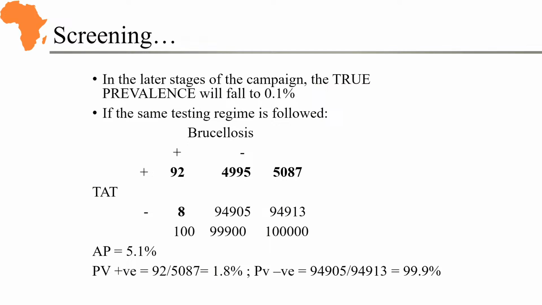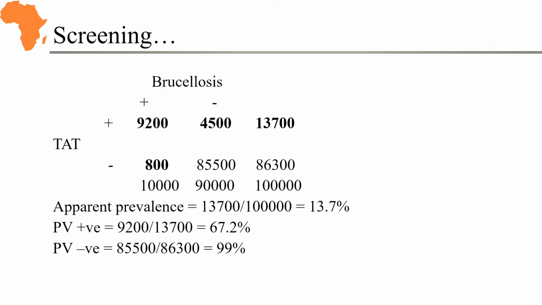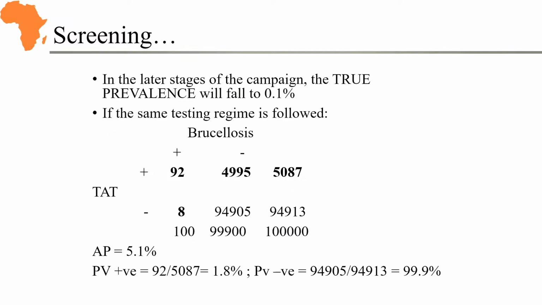When it's 0.1%, the false positive goes to, no, this one, 5,097. So, with an apparent prevalence, we can calculate predictive value. Remember, 0.1. The predictive value is 1.8. It has gone very low compared to the other one, it was what? 67. Now, predictive value negative goes very high. Prevalence is low. Remember that.